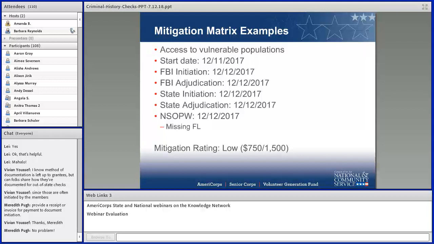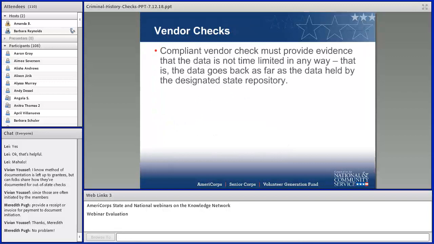All right, so those are my three mitigation matrix examples. I created them just to show you how those flow charts work, and I hope you get a better understanding of how the mitigation matrix works. Again, we'll try to get these charts out in July this month. Vendor checks are a huge place of noncompliance, but there can be compliant vendor checks.